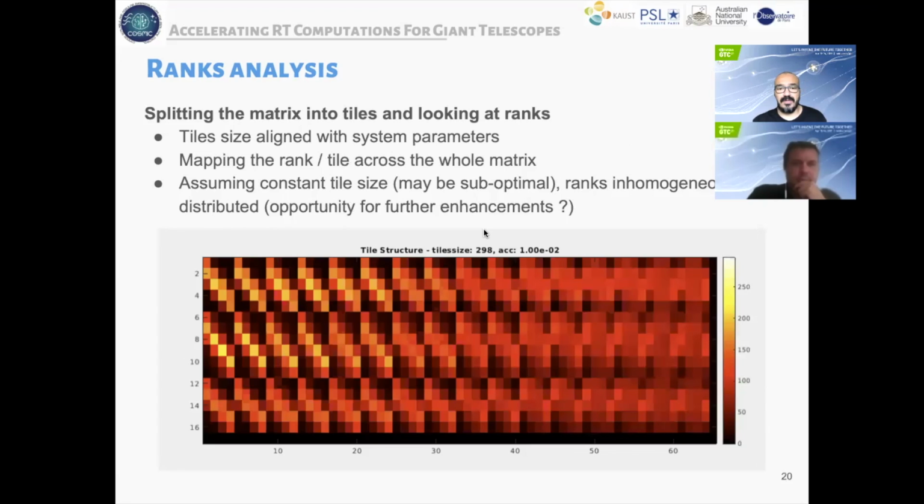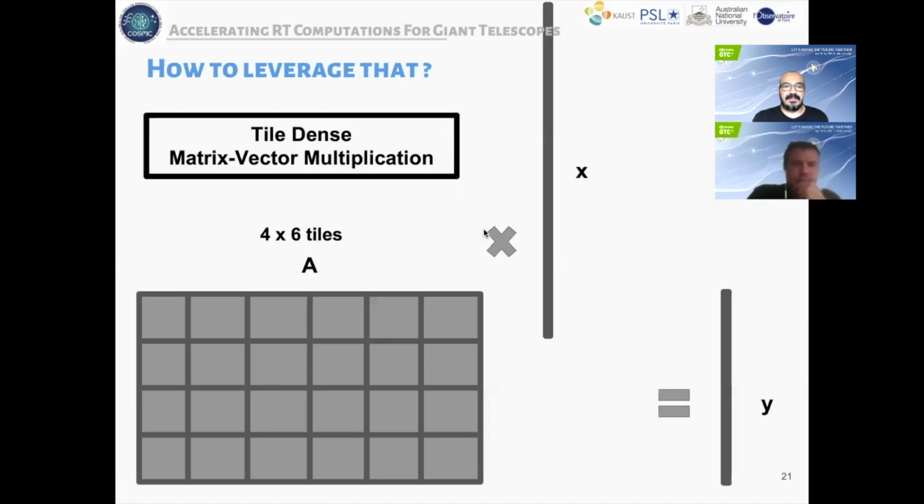And this is yet another graph or cartoon showing the tile structure of this control matrix, and it shows that it has lots of data sparsity structure that can be exploited. And I'm showing in the next few slides how we are doing this operation, how we're moving from the traditional dense matrix vector multiplication to a matrix vector multiplication that exploits the data sparsity of this control matrix.